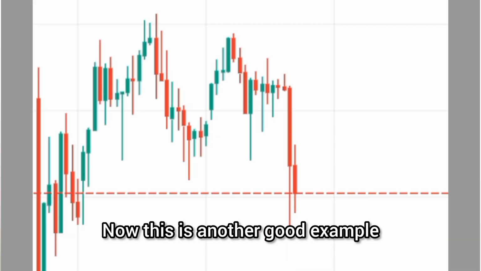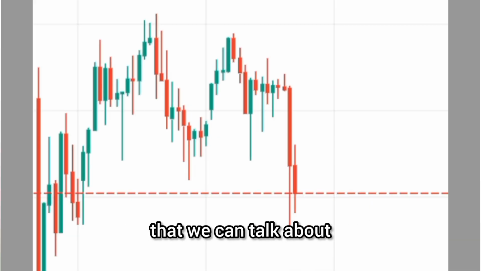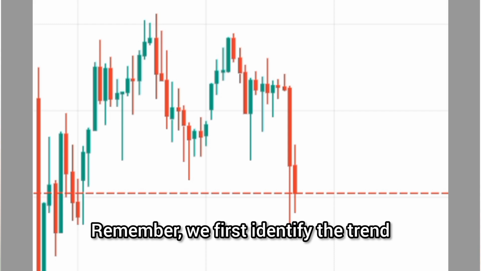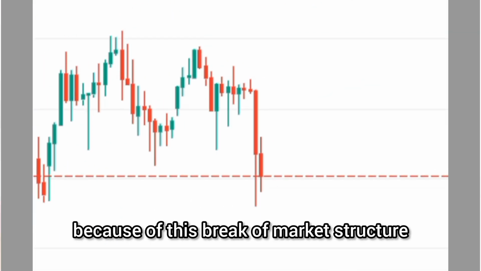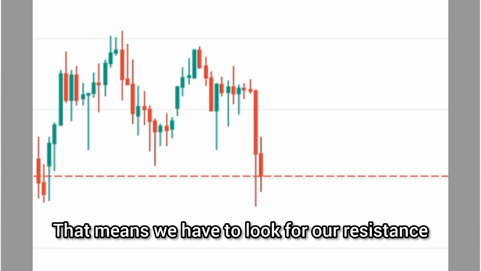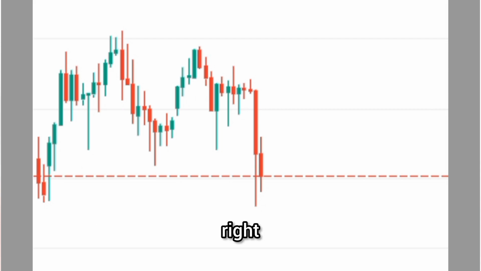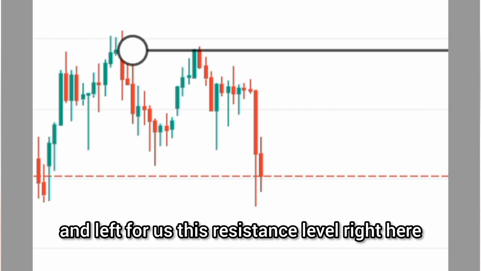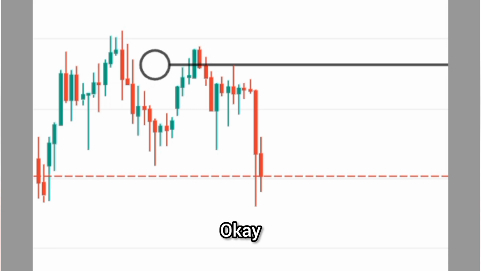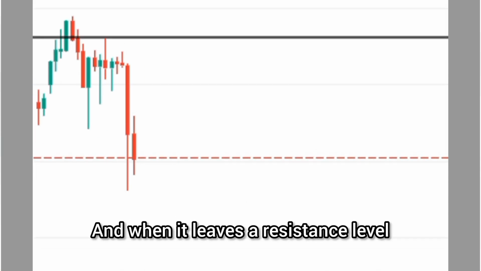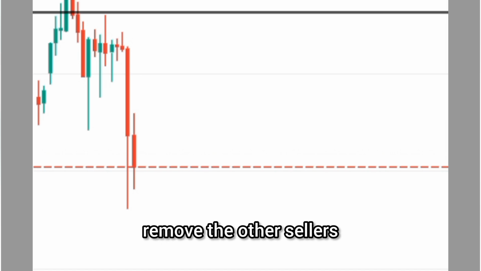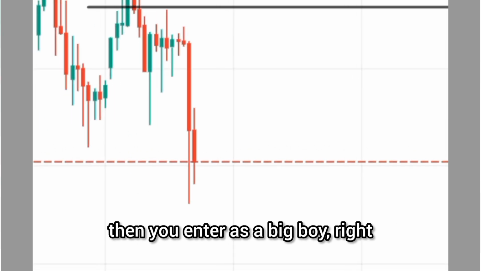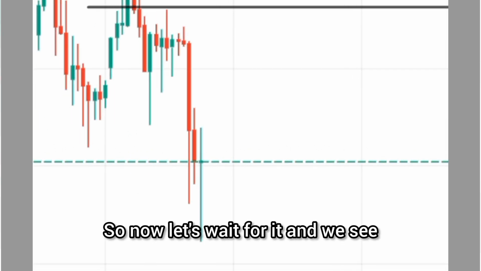Now this is another good example that we can talk about. Remember, we first identified the trend. Here the market was in a bearish trend because of this break of market structure to the downside, guys. That means we have to look for our resistance, right? The market moved down and left for us this resistance level right here. When it leaves a resistance level, wait for the market to come to that level, sweep the liquidity, remove the early sellers, then you enter as a big boy, right? So now let's wait for it and see.